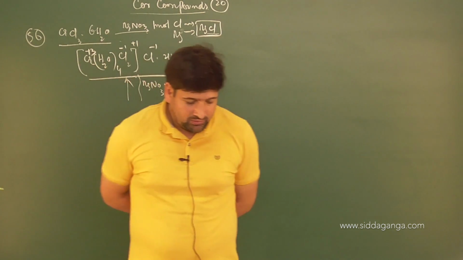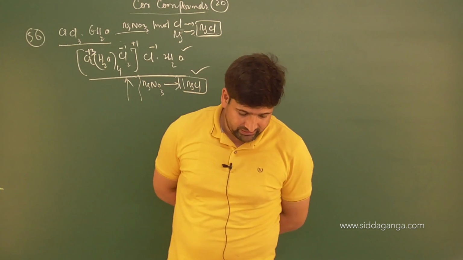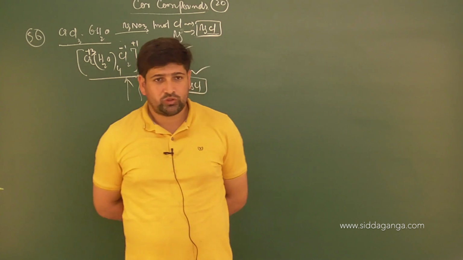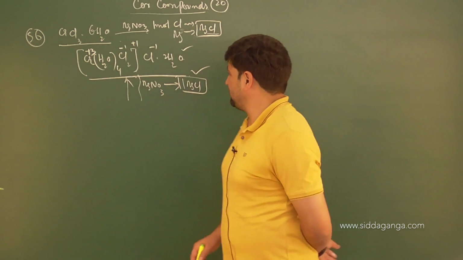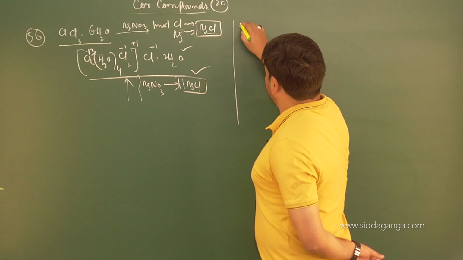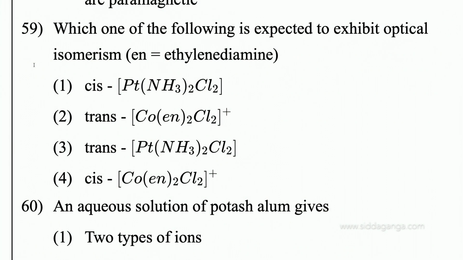Next question. Question number 59. What is question 59 asking, children? Which one of the following is expected to exhibit optical isomerism? We have learnt it clearly. Trans will be optically active or inactive? Inactive. Cis will be optically active. Correct option is option 4. This is a direct question only. We have done it many times so far. So question 59, option 4.